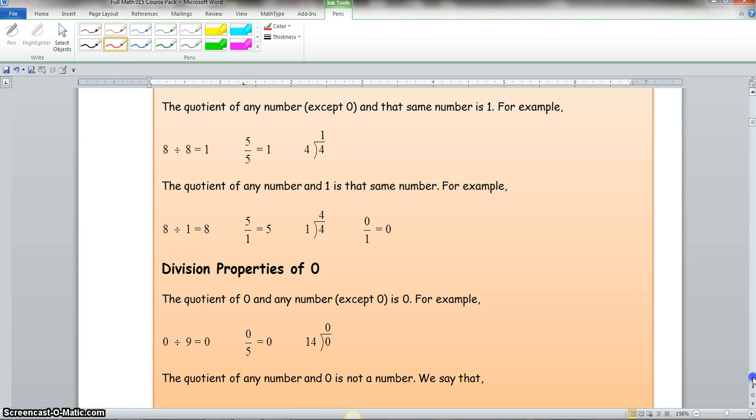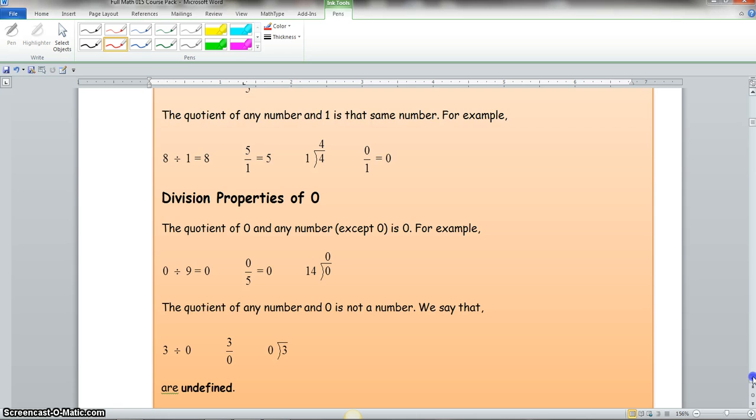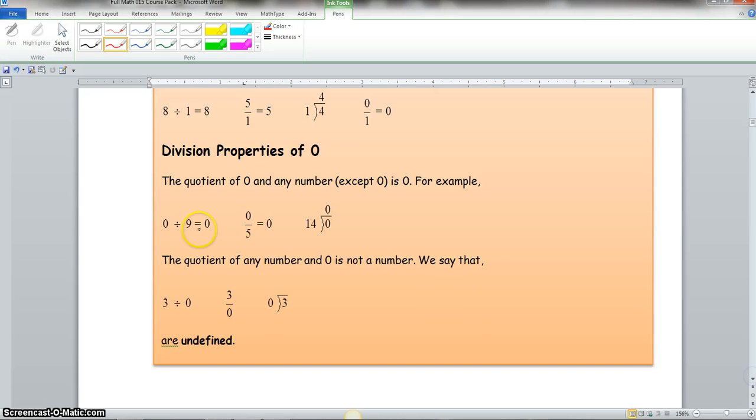Okay, now we come down here to the division properties of 0. The quotient of 0 and any number except 0 is 0. For example, 0 divided by 9 is 0, 0 over 5 is 0, and 14 goes into 0 0 times. The quotient of any number and 0 is not a number. We say that 3 divided by 0, 3 over 0, or 0 goes into 3 are undefined.